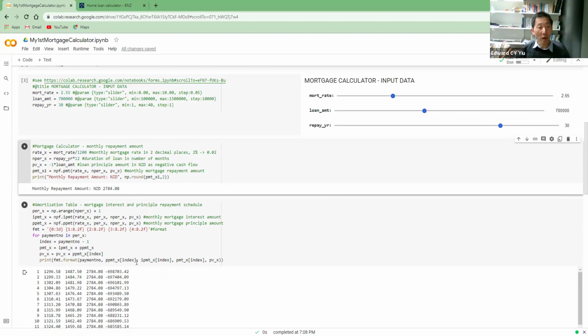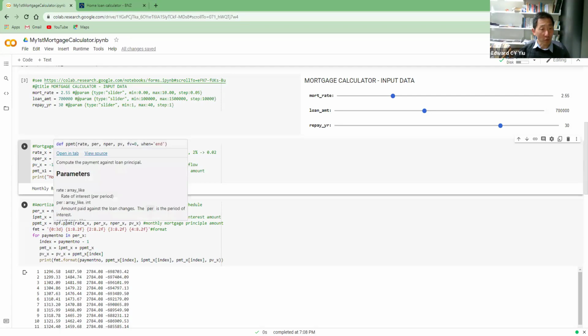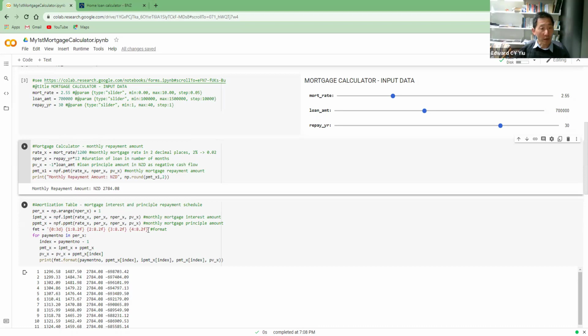One of the major shortcomings of a mortgage calculator is that it can only show the monthly repayment amount without the full amortization table. So here I include the amortization table by means of a for loop. It will be a little bit complicated, but we include 2 more functions: IPMT to calculate the monthly interest payment, and PPMT for the principal payment.